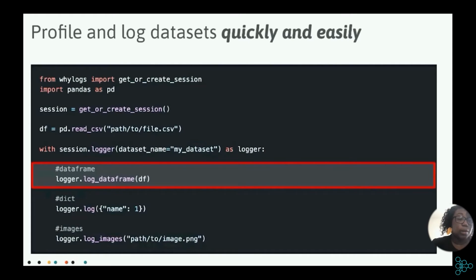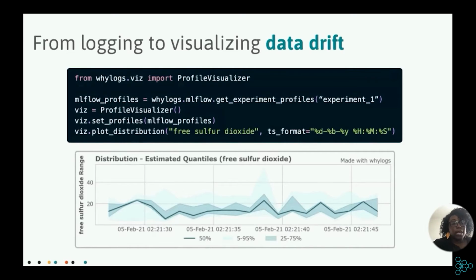There's lots of other ways to log. So you can see right under the red highlighted log data frame, there's other options for logging data that gets passed in as a dictionary. And we also have options for logging unstructured data like images and doing some transformations on those to be able to log them. So in addition to the very simple log process, which produces a number of different types of files, based off of your choices, but most popularly a binary file that has a protobuf schema behind it that you can interact with and merge and do lots of things.